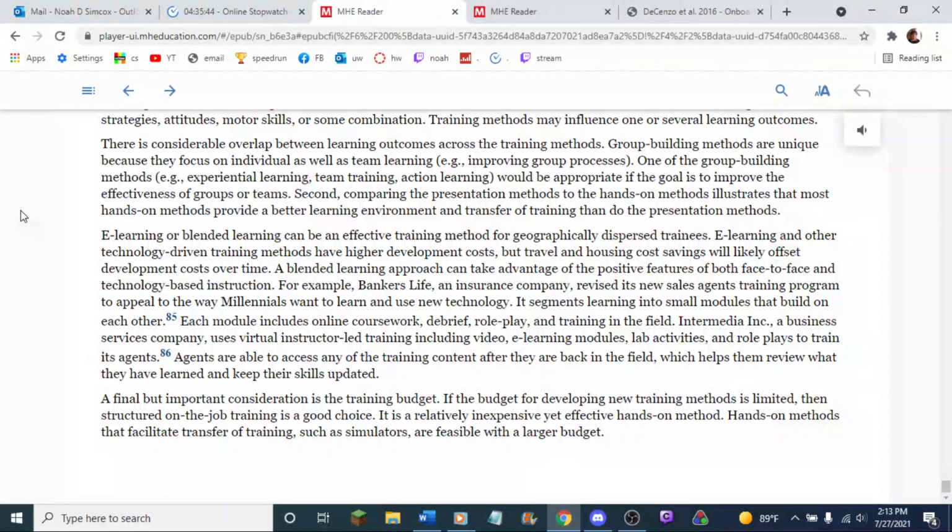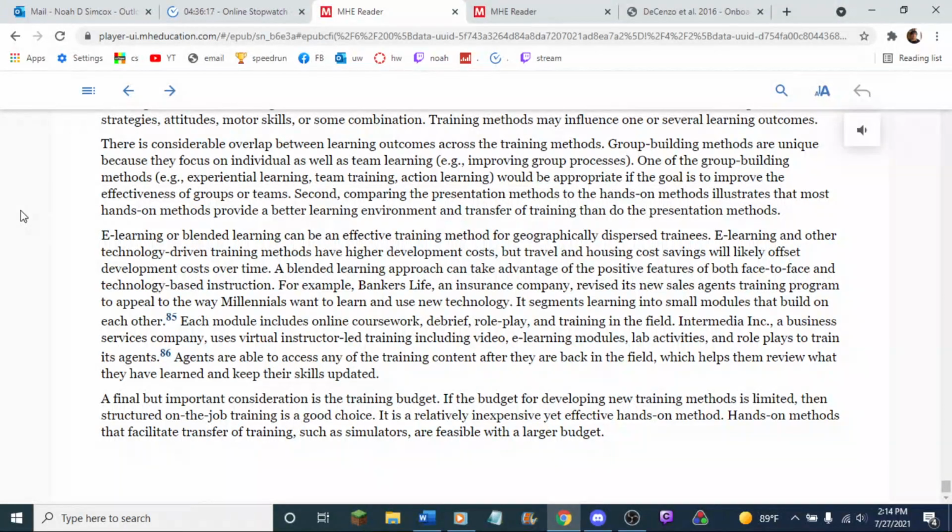E-learning or blended learning can be an effective training method for geographically dispersed trainees. E-learning and other technologically-driven training methods have higher development costs, but travel and housing cost savings will likely offset development costs over time. A blended learning approach can take advantage of the positive features of both face-to-face and technology-based instruction. For example, Baker's Life and Insurance Company requires its new sales agents training program to appeal to the way millennials want to learn and use new technology, and segments learning into small modules that build on each other. Each module includes online coursework, debrief, role play, and training in the field.